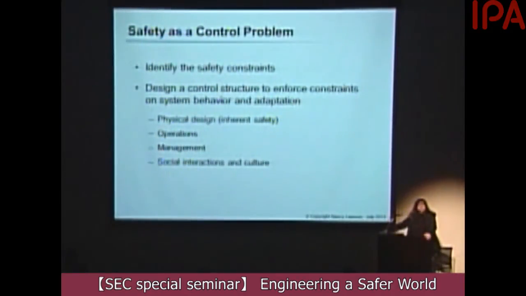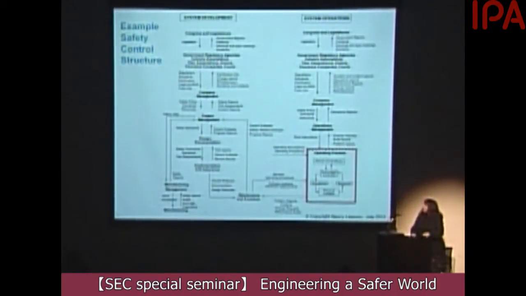So what do we do if we treat safety as a control problem? The first step is to identify the safety constraints. Then we design a control structure to enforce the constraints on system behavior and adaptation in terms of the physical design, the operations, management, and the social interactions and culture in the organization. This is what I mean by a safety control structure. I know this is small, but you don't need to see the details of it. It's the bigger picture that you need to see.